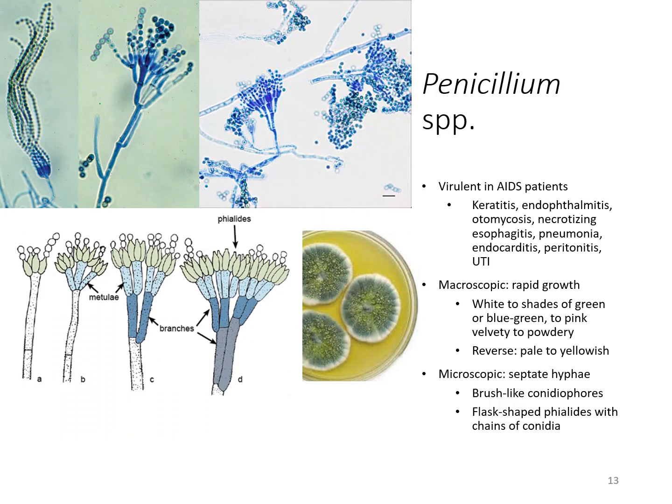The Penicillium species are very virulent for AIDS patients, and they cause a variety of infections, like infections of the eye, inside the eye, the ear, esophagus, lungs, heart, abdominal lining, and urinary tract. For the macroscopic appearance, it has a variety of colors that it will present as, from various shades of green, and you can see an organism here that has various shades of green within that one organism.